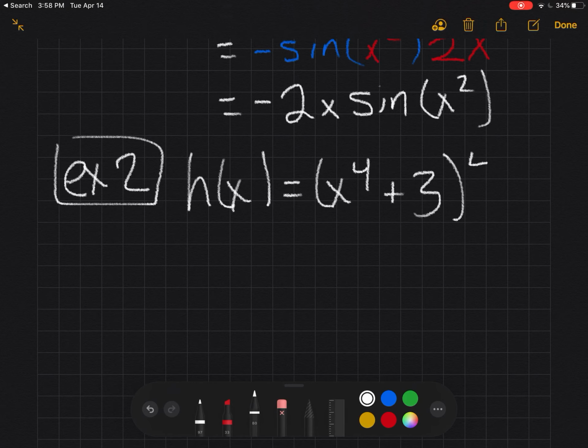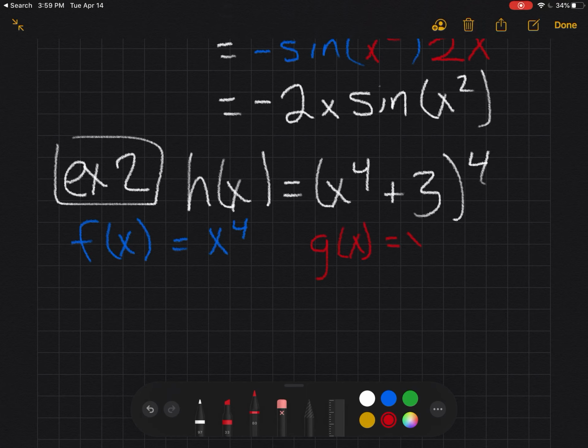All right, let's do another one. So here we have example 2. Suppose h of x equals x to the 4th plus 3, and I raise that all to the 4th power. Now, if you had to, you could expand this and multiply this binomial 4 times and get a huge polynomial and take the derivative. Thank goodness you don't have to. The chain rule is going to save us.